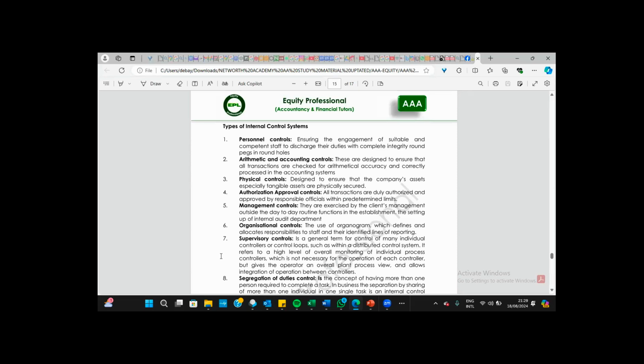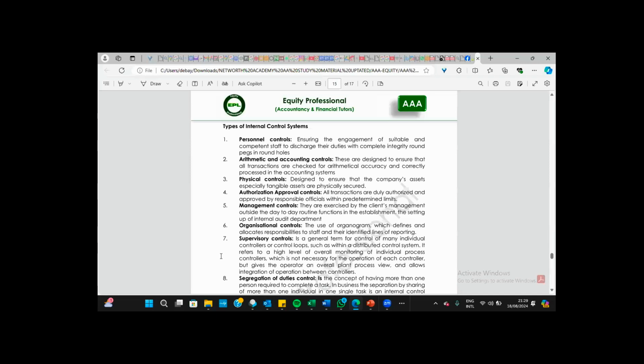You have management controls. These are controls put in place by management to ensure that the organizational objectives are being achieved. That's why they set up the internal audit department to look at other departments, whether they are working in line with the objective of the organization.